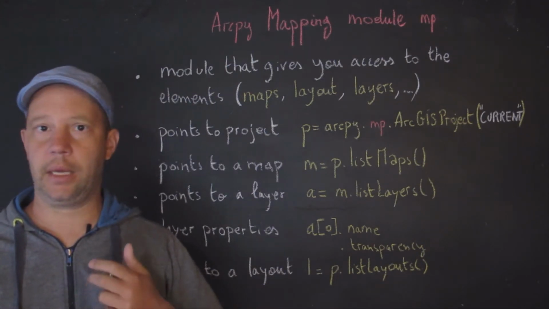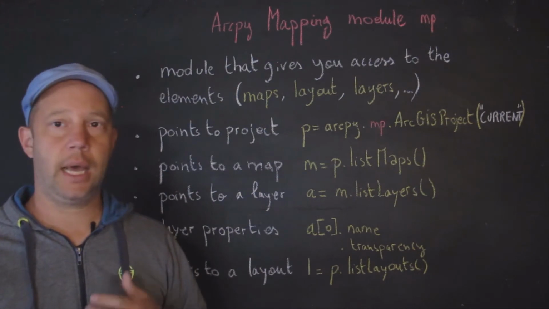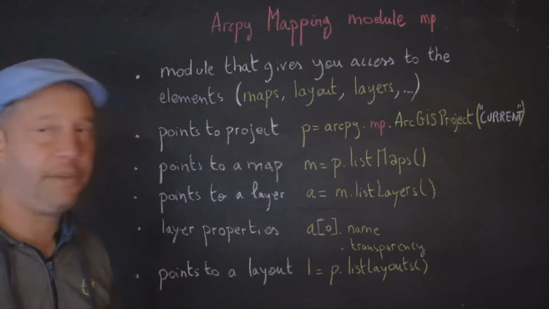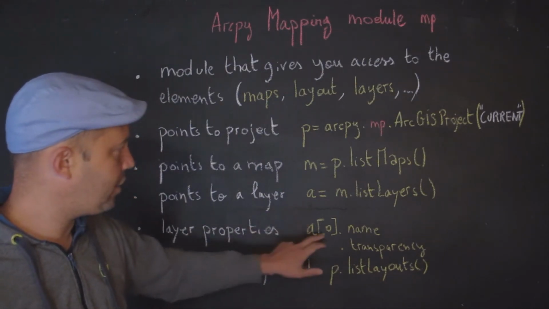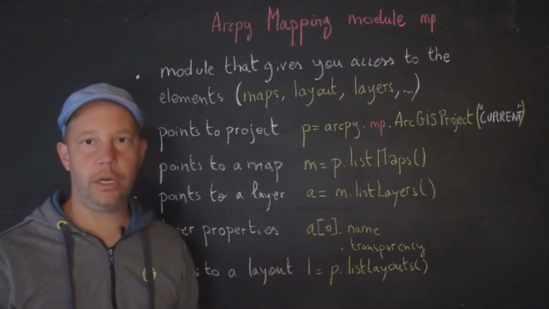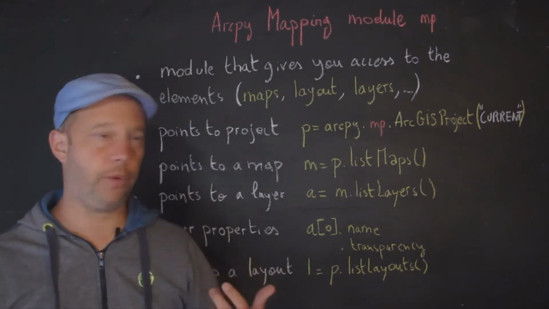In case it's a choropleth map, or if it is a raster, we can change the number of classes. We can change the type of classification method that is being used. And what you would do then, you would point to the layer, the very first one, second one, third one, whatever. And then afterwards, you would have .name or .transparency or .dataSource, which in this case is a property.